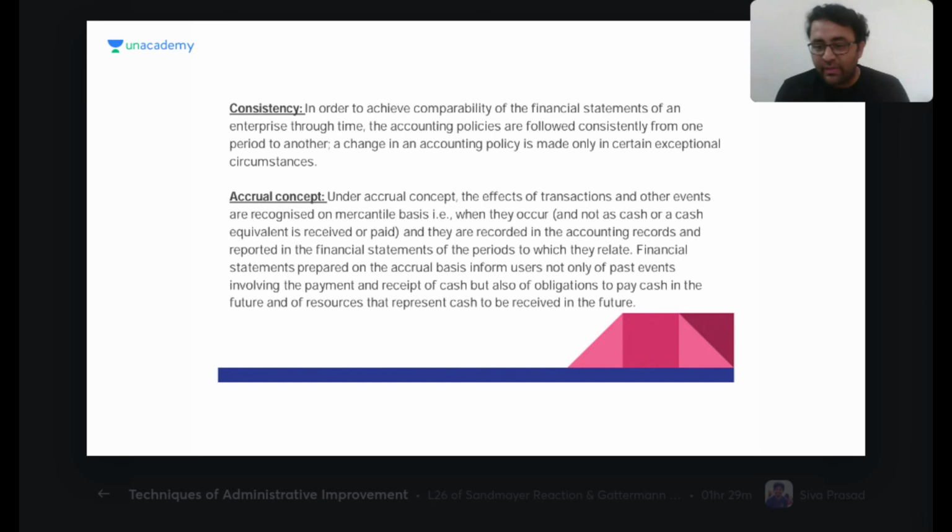Aryan, consistency in the selection of a method for every circumstance for financial statements. Perfect. So whatever accounting principles, policies, concepts you use in a particular year, make sure that you use it consistently year over year. Please take about 30 seconds and read the slide, and then we proceed.